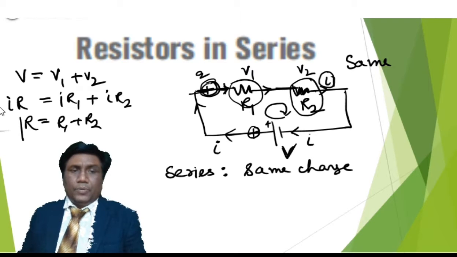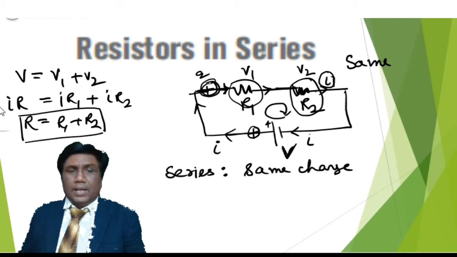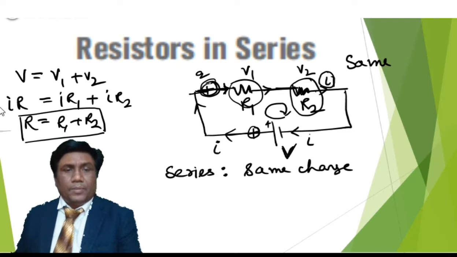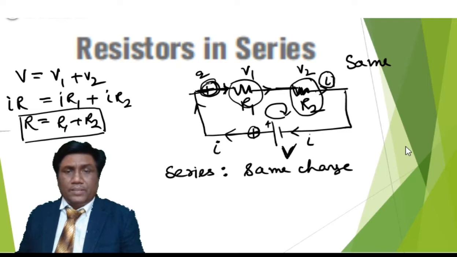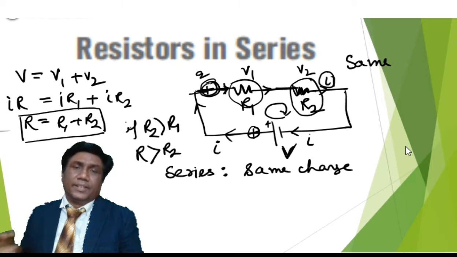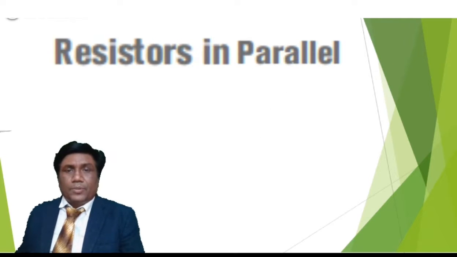If we have three resistances, it will be R1 plus R2 plus R3 and so on, so it keeps on increasing. This is something about resistors in series. One more thing: when a few resistors are in series, their net resistance is always greater than the greatest. Say out of R1 and R2, if R2 is greater than R1, the net resistance will be even greater than R2, because it is just an algebraic sum. That is why.